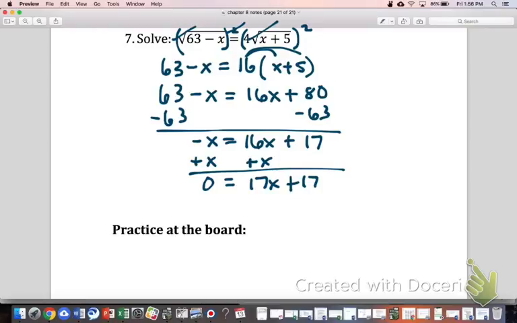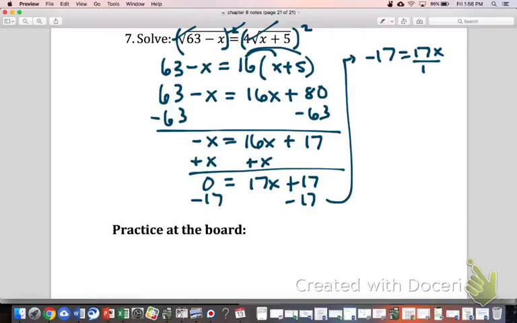Yeah. So now what do I do? Subtract one of the two. Subtract what? One of the two. Okay. Yeah. So maybe we subtract 17 over. That gives me negative 17 equals 17x. And now we're in our comfort zone, right? What do we do now? Dividing by 17 gives me an answer of negative 1 equals x.